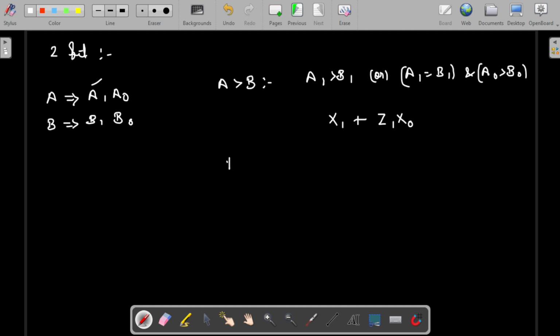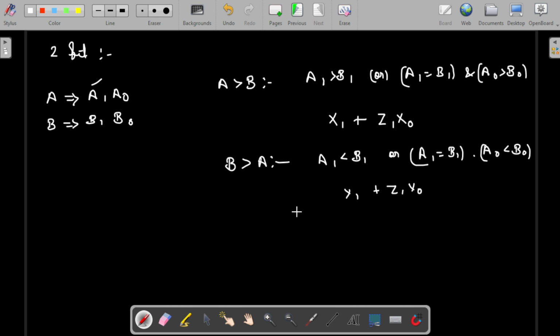Now let's take the condition that B is greater than A. The same reverse logic: A1 is less than B1, or A1 equals B1 and A0 is less than B0. This can be written as y1 plus z1 y0. If A is equal to B, A1 equals B1, and because both bits need to be equal, A0 equals B0. So this is written as z1 z0.